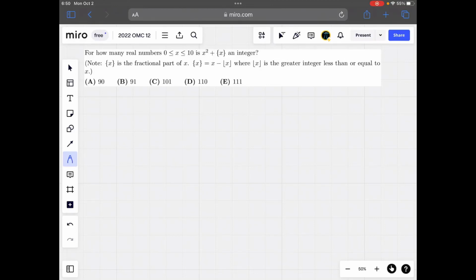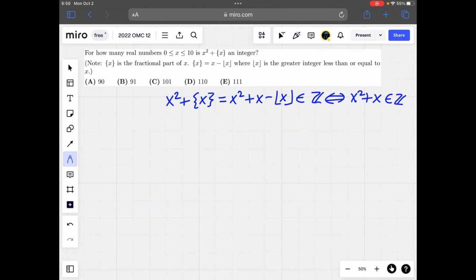For how many real numbers x between 0 and 10 is x squared plus the fractional part of x an integer? We're given that the fractional part of x is equal to x minus the greatest integer that is less than or equal to x. So we can also write x squared plus the fractional part of x, using our definition, as x squared plus x minus the floor of x, which is the greatest integer function. And this is an integer if and only if x squared plus x is itself an integer. Why? Because the floor of x is defined to be an integer.